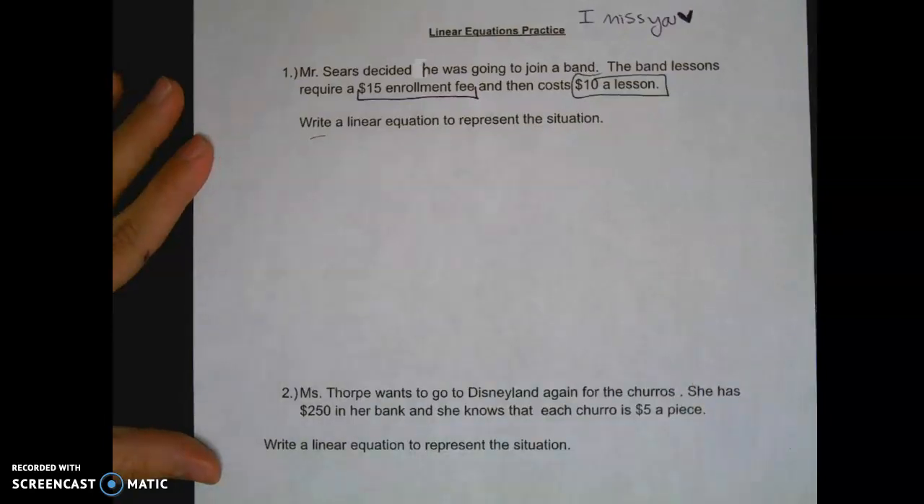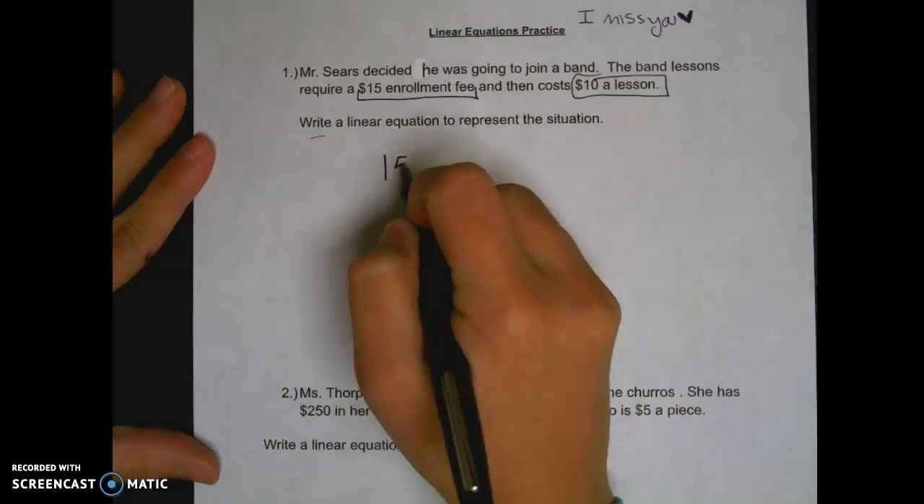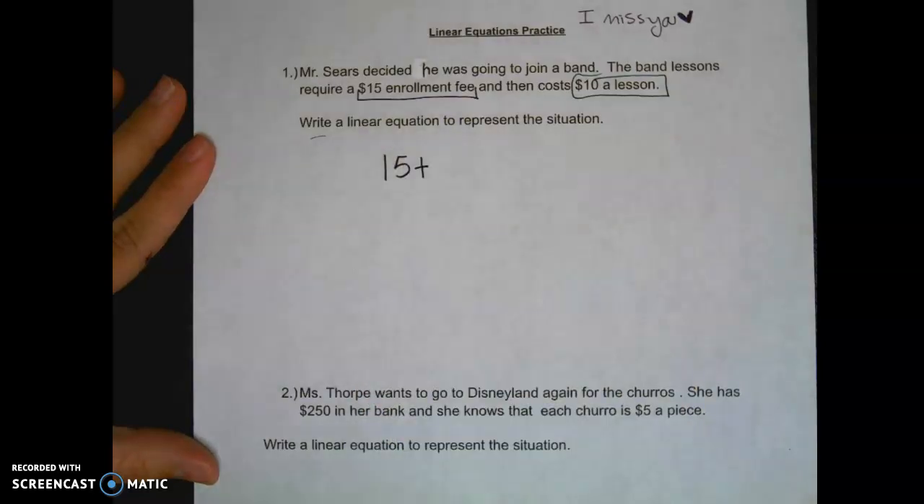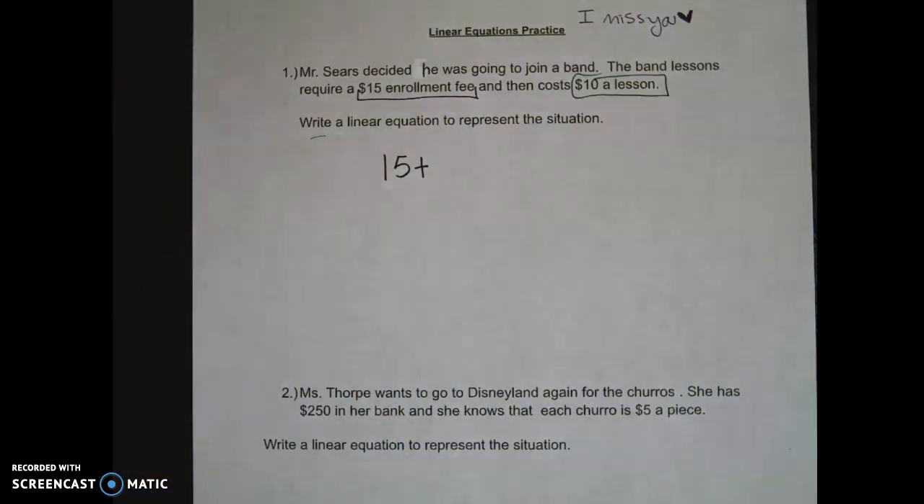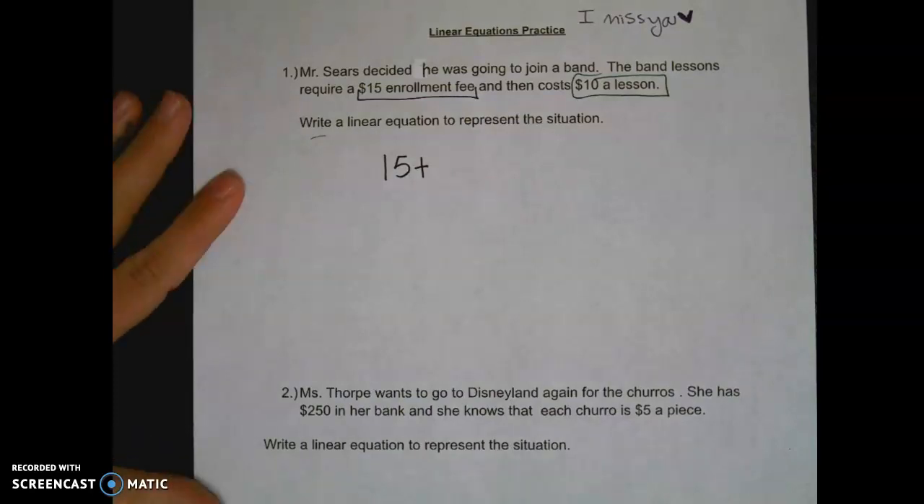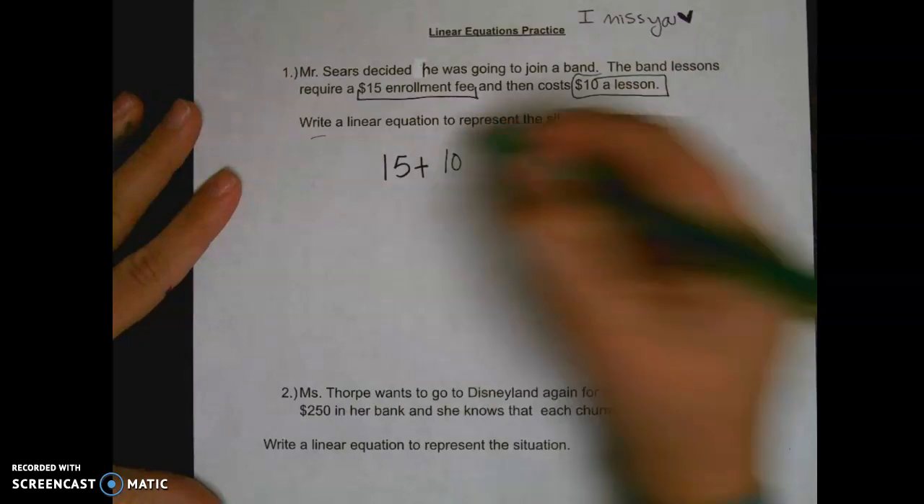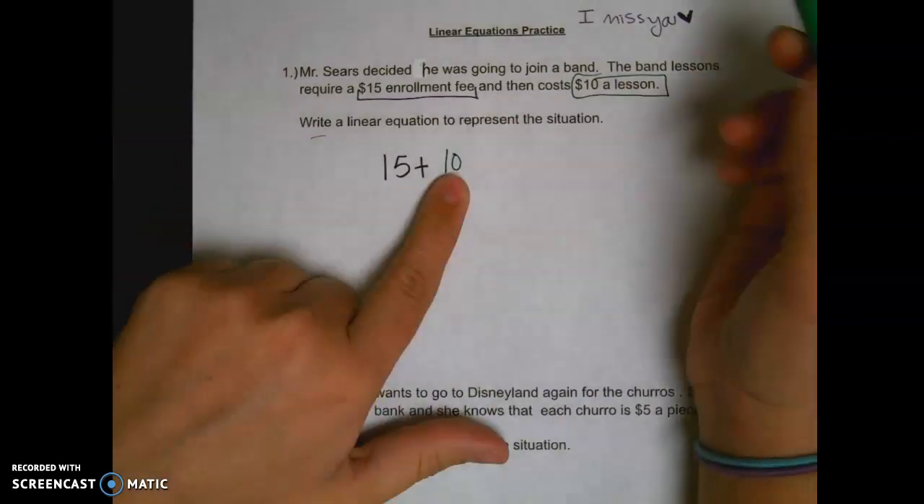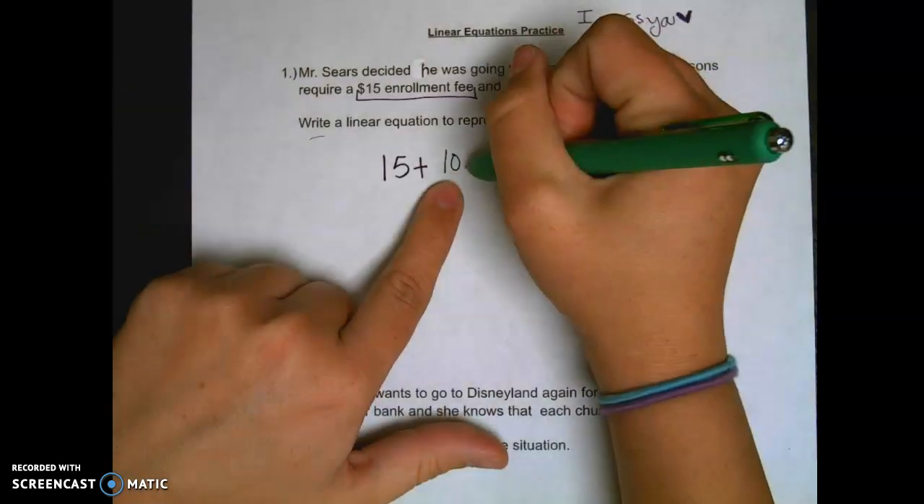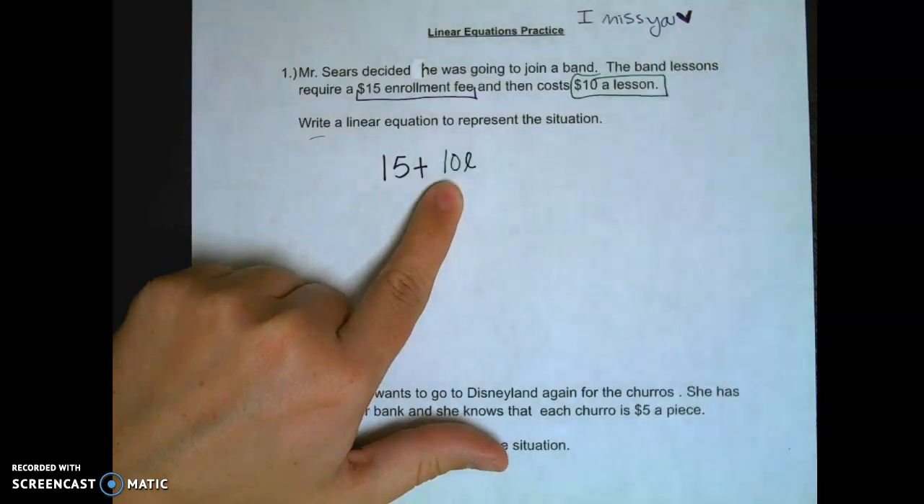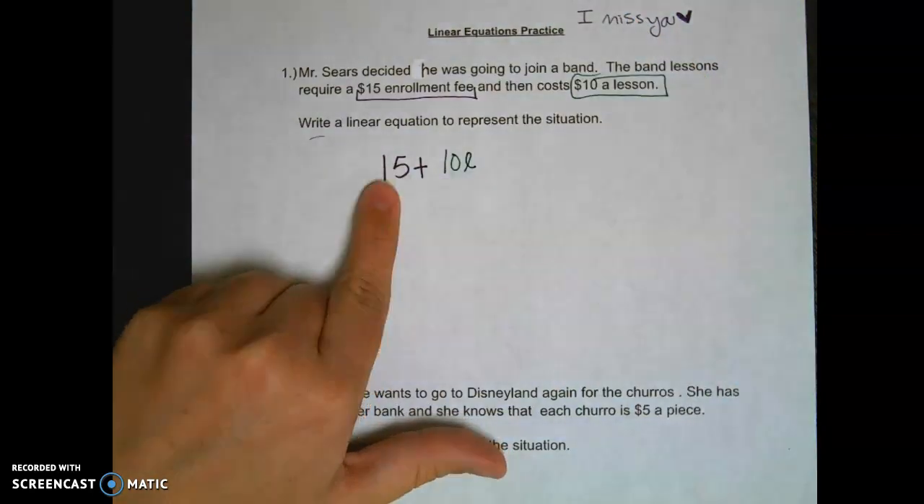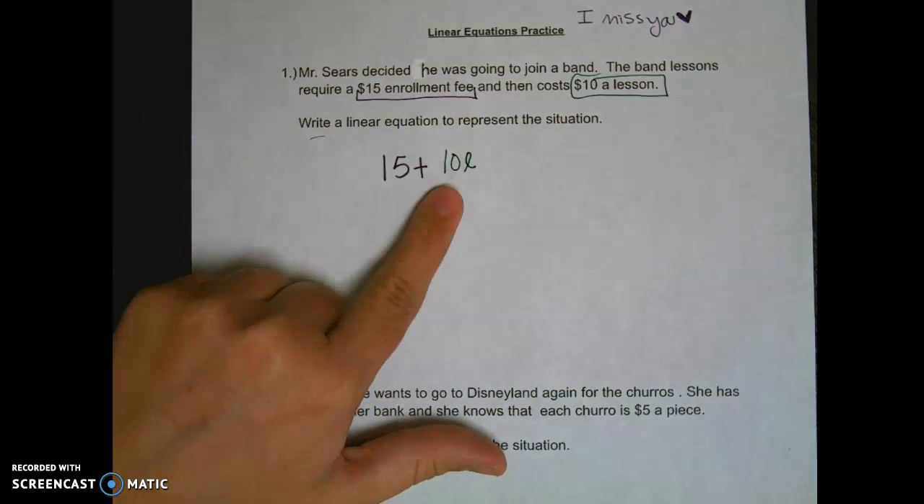So it is $15 for an enrollment fee. That's a one-time fee. Flat out, when he signs up, signs the papers, it's a one-time fee. It's going to cost him $10 a lesson. So $10 per lesson would be 10, and we'll use L for lesson. So this says it's a $15 enrollment fee and $10 a lesson.